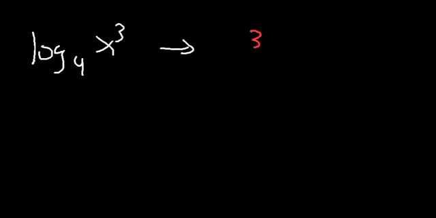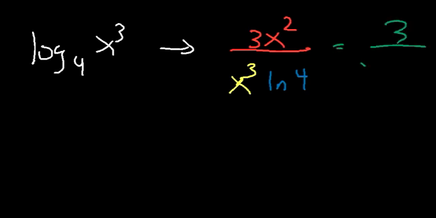So let's say if we wish to differentiate log base 4 of x cubed. The derivative of x cubed is 3x squared divided by the original x cubed, and then times ln 4. So we could simplify it. This becomes 3 over x ln 4 if we cancel x squared from the top and the bottom. So that's how you can differentiate logs.